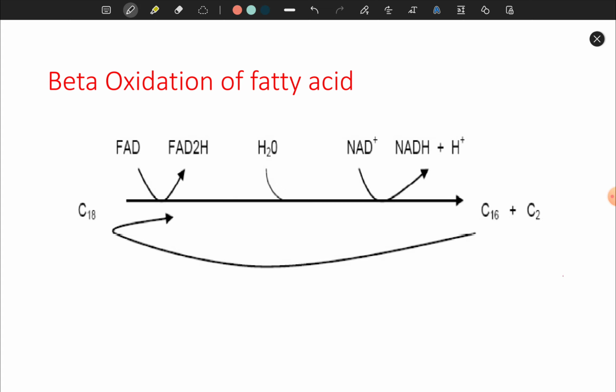There is no glucose. There is oxidation of fatty acid and production of large amount of ATP.